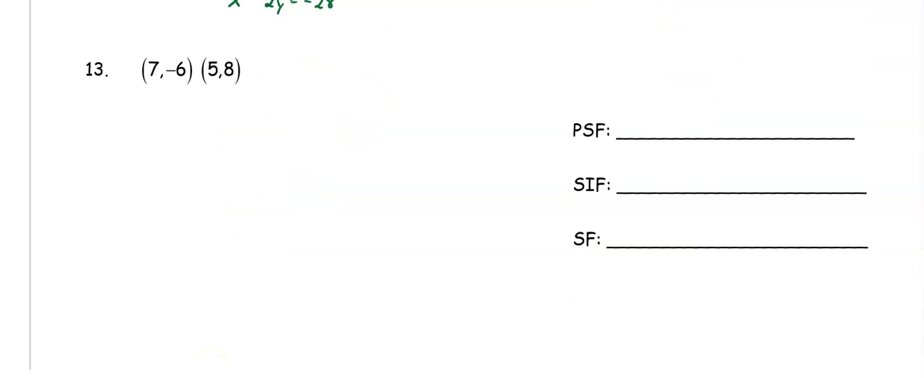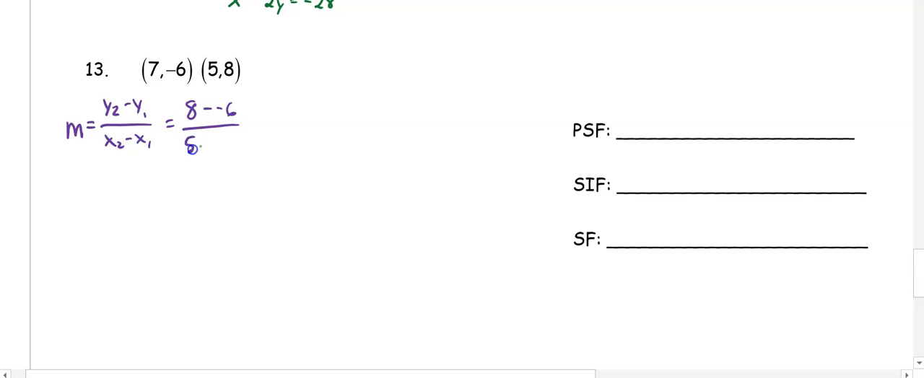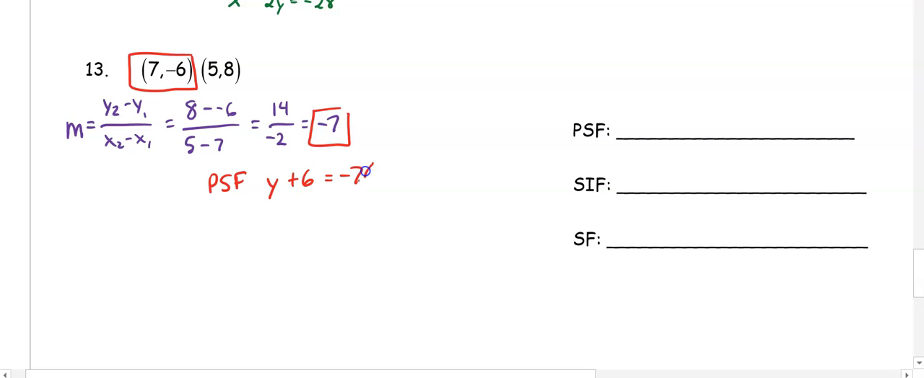In number 13, we have 2 points without the slope, so we need to find our slope first. So remember, our slope is y2 minus y1 over x2 minus x1. So we're going to have 8 minus negative 6 and 5 minus 7. That gets us 14 over negative 2, which reduces to negative 7. So let's take our slope of negative 7 and our first point, and we're going to write in point slope form. So we would have y plus 6 equals negative 7 times x minus 7.